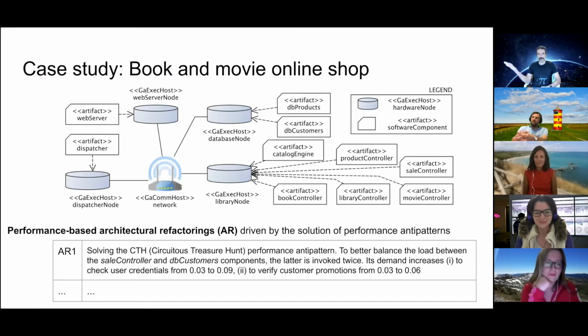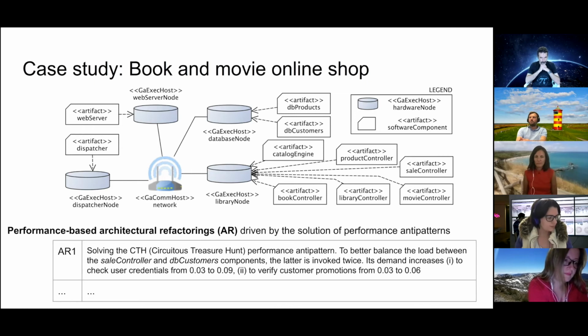Hello. So we applied the visualizations to an example, which was a case study from a previous paper. It's an e-commerce system, and particularly we used model-based performance evaluation with layered queuing networks for this system, for which the architectural model, or an excerpt of it, is displayed here.